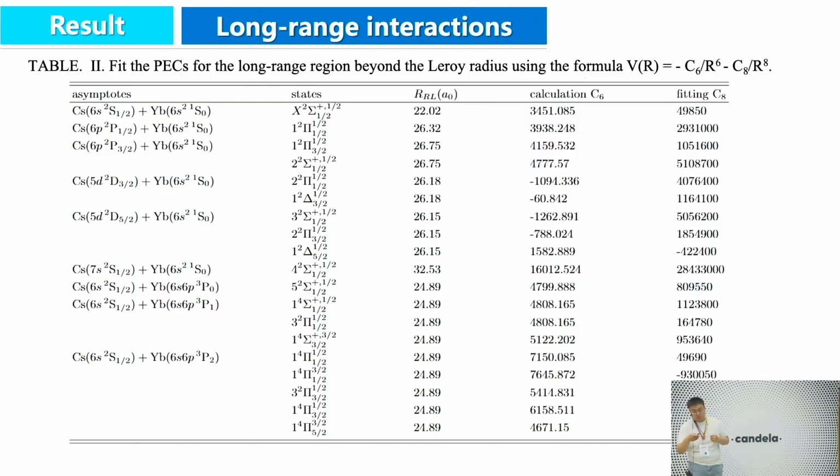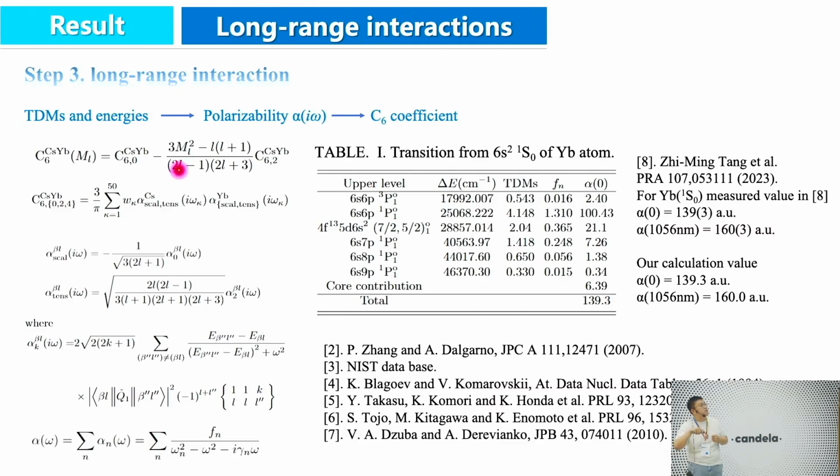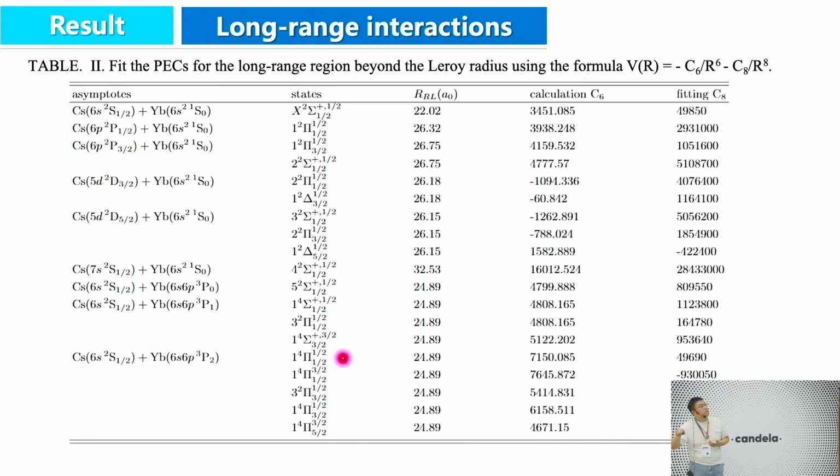Actually, as I mentioned here, we use this transition dipole moment to calculate the C6, and we get the isotropic and anisotropic C6 coefficients. But actually, I know little about these things because there are very few references. Some of them are positive, some of them are negative, and it depends on the method you use. So for this part, I don't know.